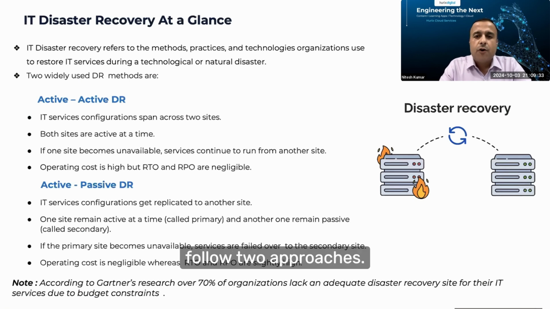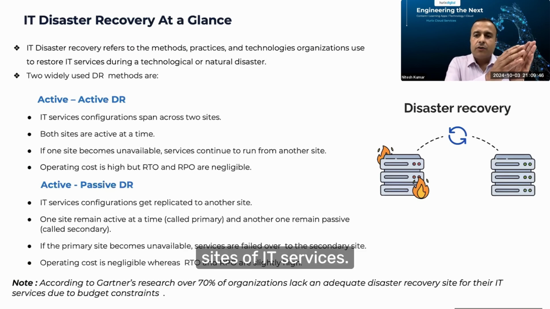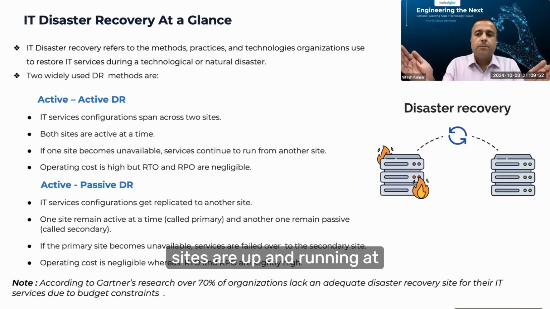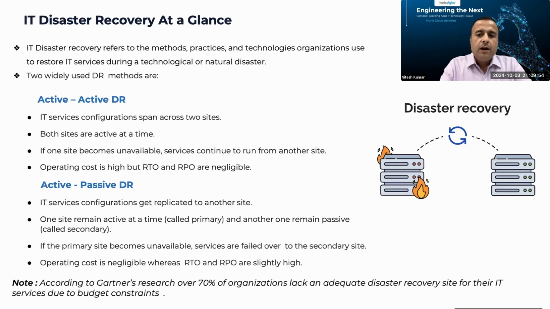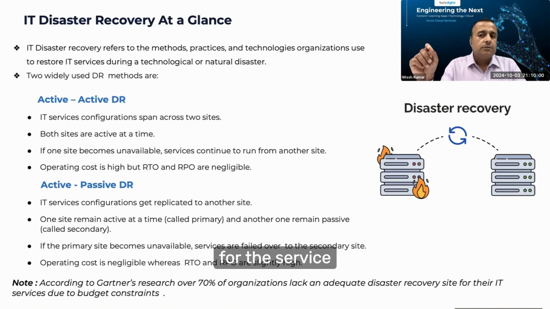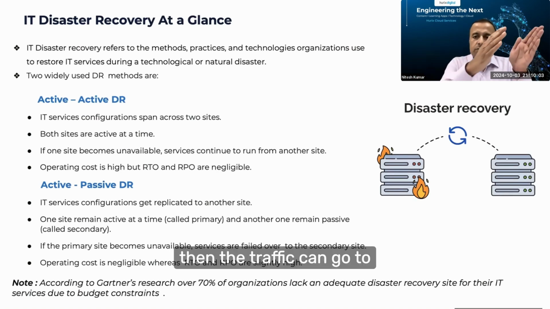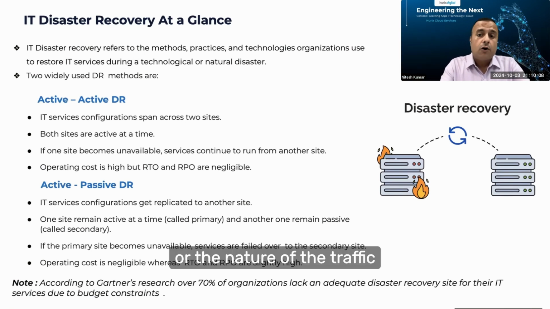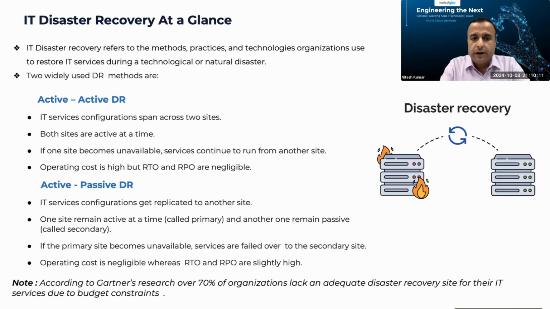Primarily, people at large follow two approaches when it comes to designing or building a disaster recovery site for their IT services. They go for either an active site, meaning they build two sites of IT services. One site is primary, another site is secondary, and both sites are up and running at any given point of time. I mean, whenever a user asks for a service to be accessed, then the traffic can go to any of the sites in real time, depending on the load or the nature of the traffic the user is trying to generate.